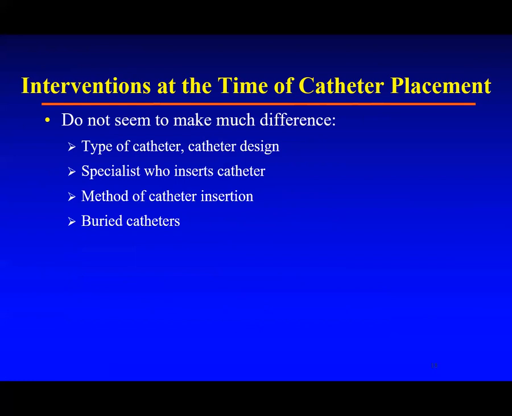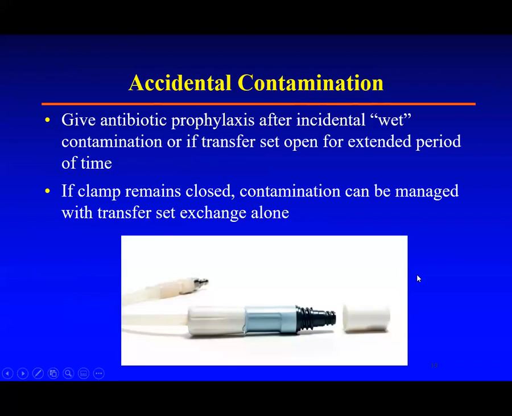The type of catheter, the catheter design, 1 cuff, 2 cuffs, swan neck or straight intercuff segment, curled tip, coiled tip, straight tip, doesn't matter. The nature of the person who inserts the catheter, the method of catheter insertion, whether the catheter external limb is buried, the so-called Moncrief-Popovich technique, none of these has made a difference in the likelihood of subsequent peritonitis.